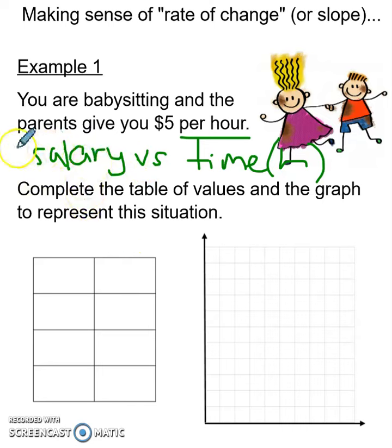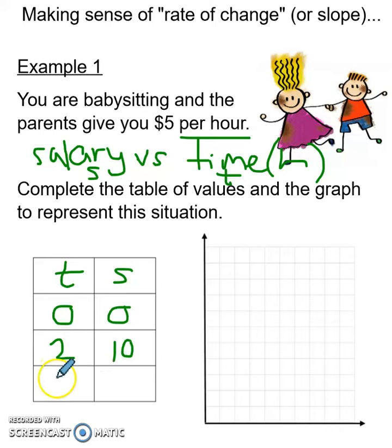So when you do your graph, I'm going to call salary S and time T. You need to know your time if you want to figure out your salary. We're going to start with 0. At time 0, you're not working. You're working for 0 hours, so your salary is going to be 0. If you work for, let's say, 2 hours, then your salary is going to be 2 times 5, so $10. And if you work for 5 hours, 5 times 5 is going to be 25.